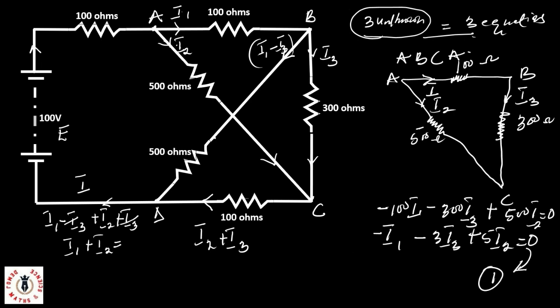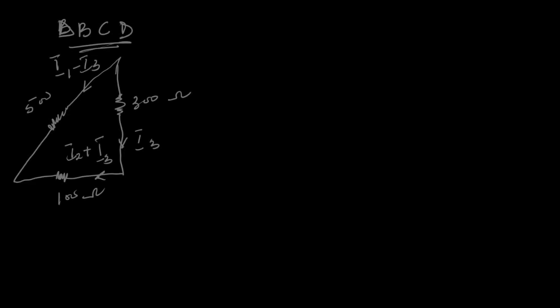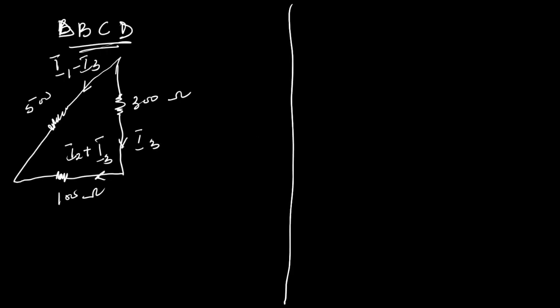Now let's pick our second loop. For my second loop, I'd like it to take the node from D to B to C and back to D. So my second loop is taking D to B to C and back to D. This is the loop. I have simply redrawn the loop.